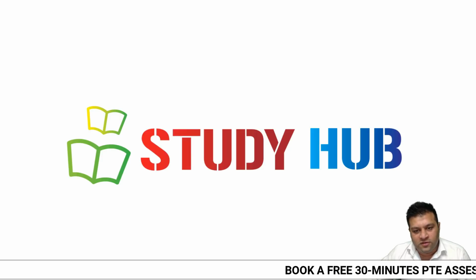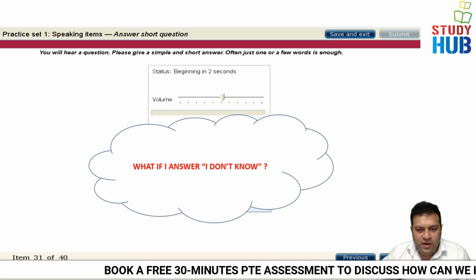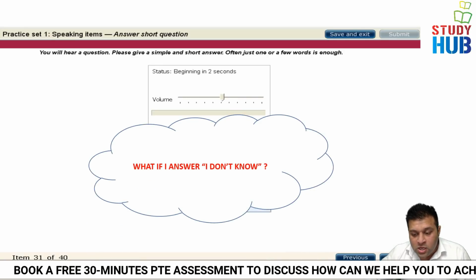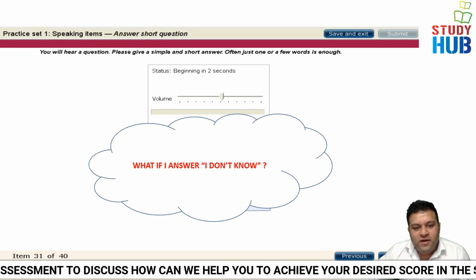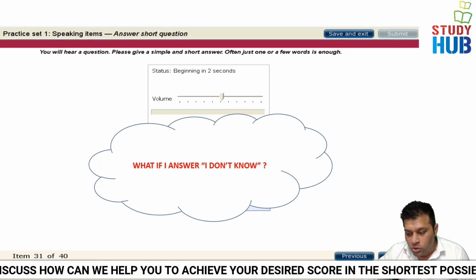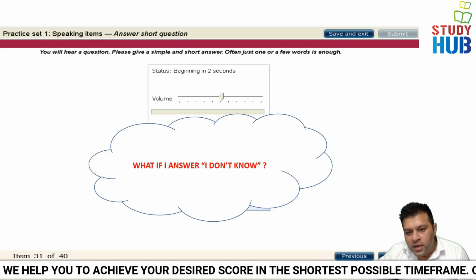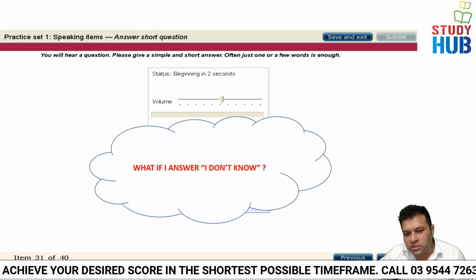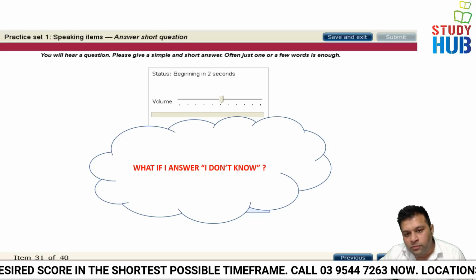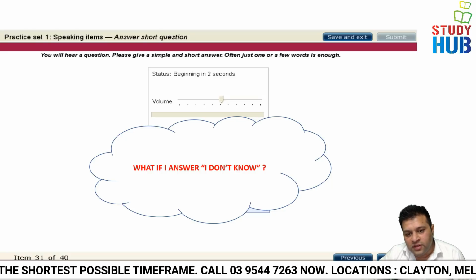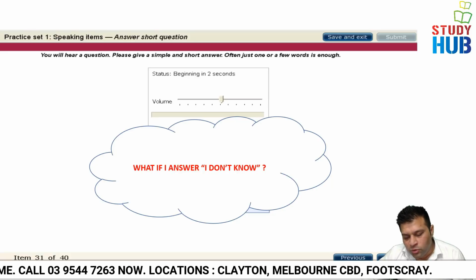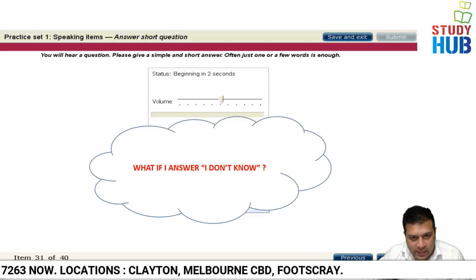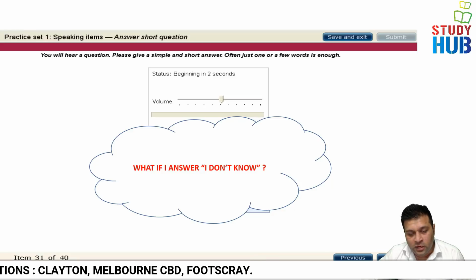I'm with another video. As I promised in the last video, I'm going to be clearing out this doubt of what if I say I don't know. A lot of students ask this question for sure: if I don't know the answer, can I just say I don't know? And I'm normally like, well, it won't make much of a difference. And they're like, well, we've been told by our friends, if we say I don't know, we will be getting the score, but if we are quiet, that means we won't be getting the score. And I'm here to clear this doubt, guys.